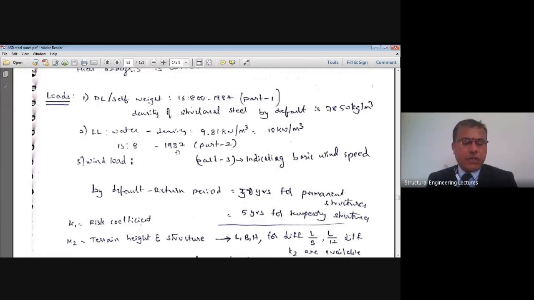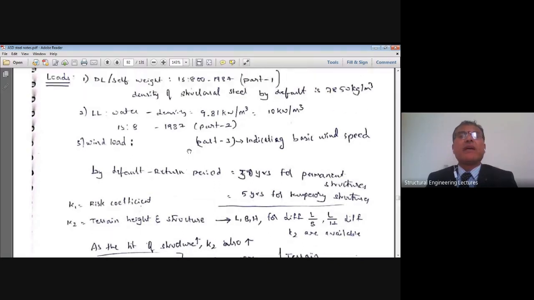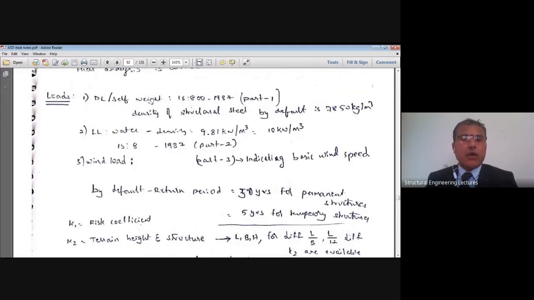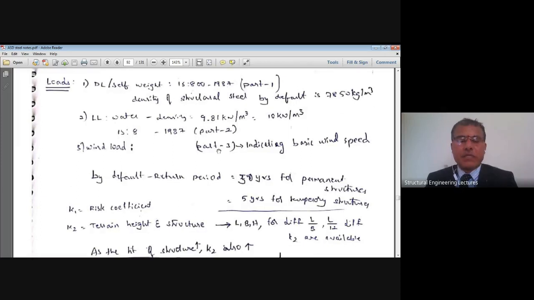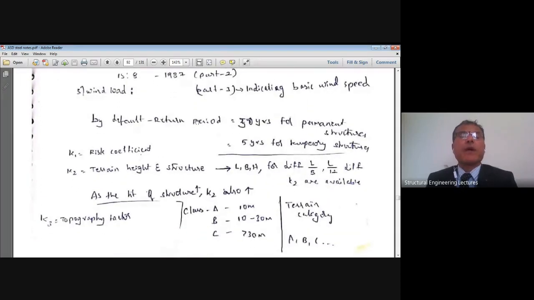as per IS 875 part 2, right? And the dead load or self weight of the steel from IS 800 1987 part 1 may be taken as 7850 kg per meter cube or 78.5 kilonewton per meter cube. And wind load from IS 875 part 3 is like this.